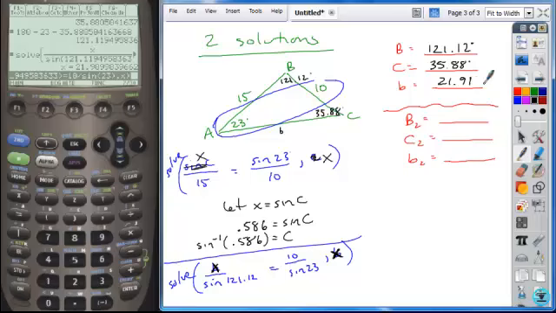Now, is that consistent with what you would expect? With the measures that we have right here, is the smallest side opposite the smallest angle? Is the longest side opposite the largest angle? Yeah, so at least it's consistent. You want to make sure that you have some consistency there. All right, any questions on finding this first triangle?